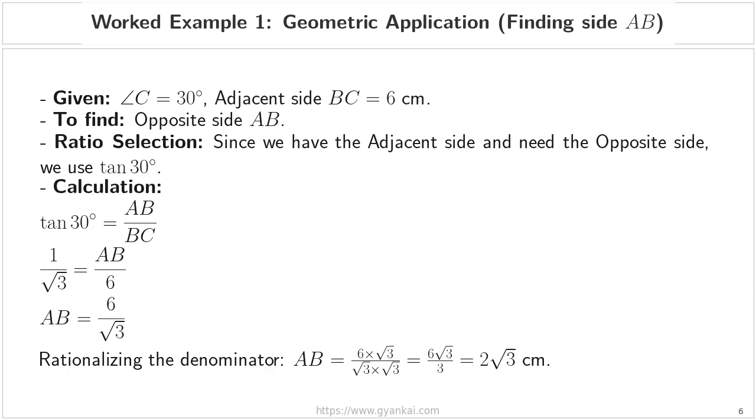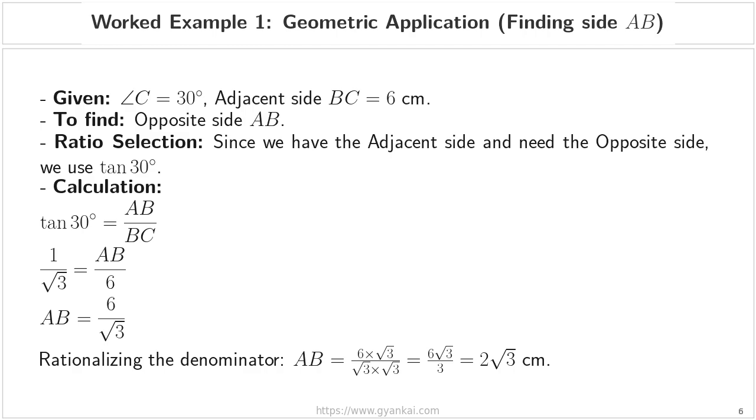Now, in mathematics, we prefer not to leave a radical in the denominator. To fix this, we rationalize the denominator by multiplying both the top and the bottom by the square root of 3. This gives us 6 times the square root of 3, all over the square root of 3 times the square root of 3. Since the square root of 3 times itself is simply 3, our fraction simplifies to 6 root 3 over 3. Finally, dividing 6 by 3, we arrive at our final answer. OB equals 2 root 3 centimeters.